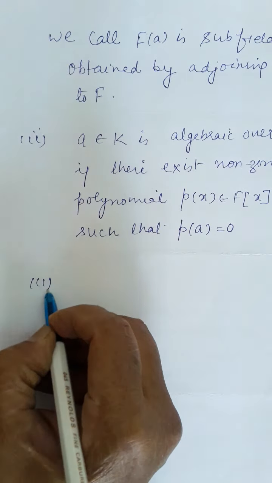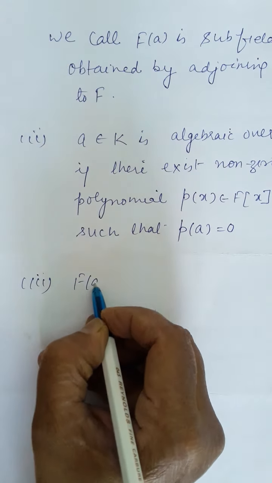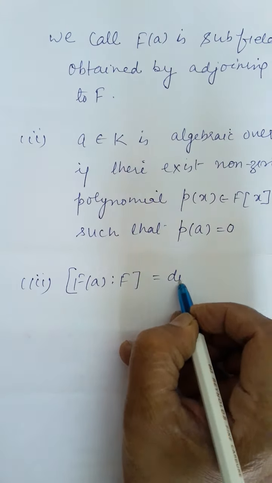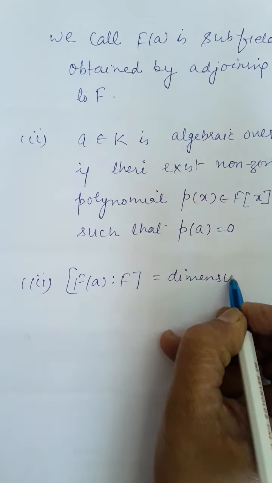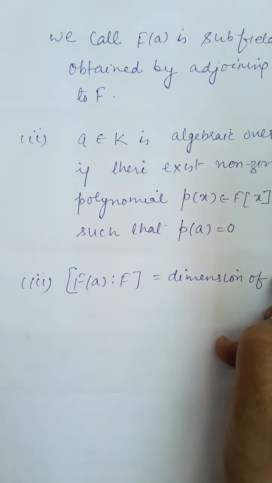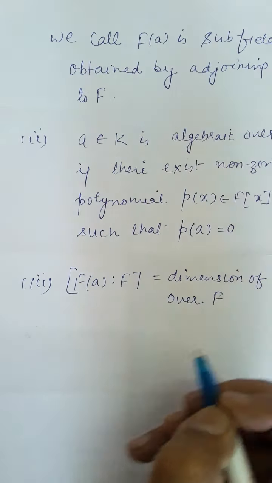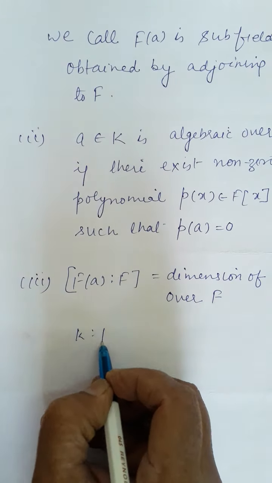Now third is [F(a):F]. This is the dimension of F(a) over F.